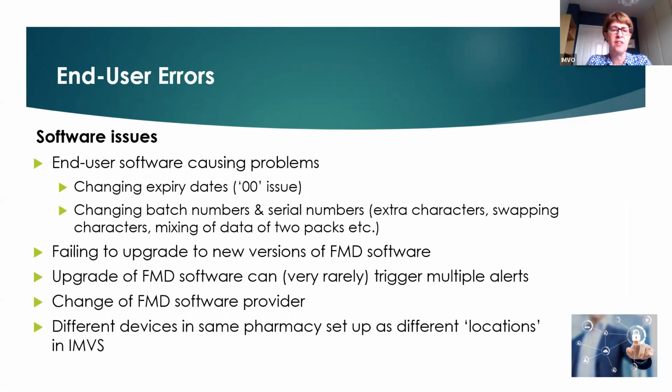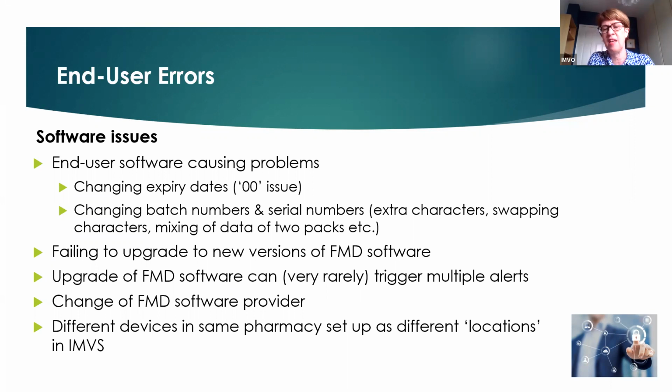The other one we've seen as well is where different devices in the same location, same pharmacy, are set up as so-called different locations in the IMVS. As individual pharmacies, either you, or if you're a group, either you or your software provider will set up all the locations for pharmacists scanning locations in the IMVS. When we mean location, we mean the physical address, so it equates to a PSI registration. We've seen situations where people in a single pharmacy, say if there's 2 or 3 laptops with scanners connected, have set up each of the laptops as a location.